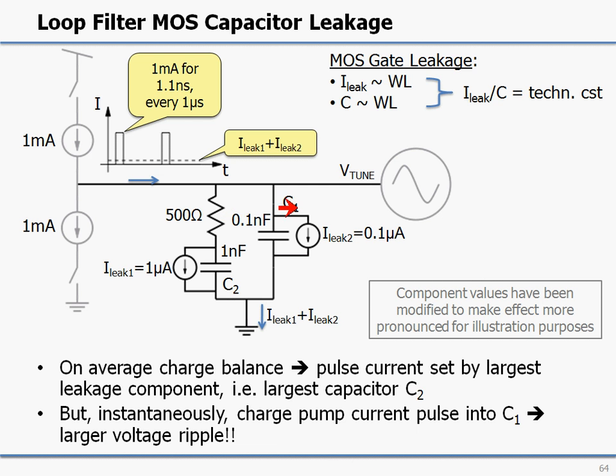Now, I simplified the loop filter a little bit here. We have a big capacitor here with a substantial leakage current, and then we have a smaller capacitor here with a smaller leakage current. I should note that the component values have been modified a little bit to make this more pronounced in the simulation on the next slide. But basically what's happening is that due to the leakage, at a steady rate we lose charge to ground here, and we see that the sum of the two leakages comes out at the ground terminal.